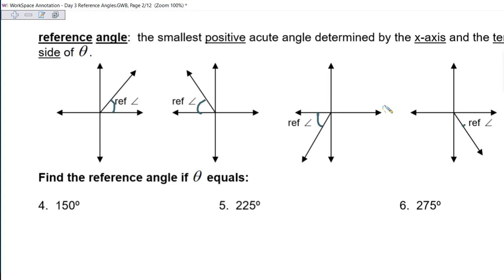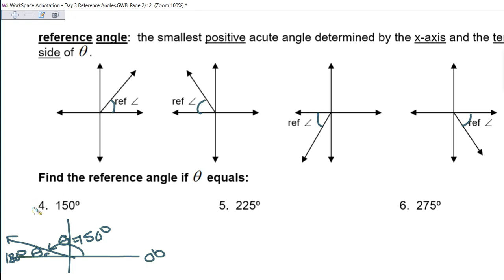Now for the next set, we need to find the reference angle if theta equals 150 degrees. This first one, I'm going to draw it out for you. Here's 0 degrees, here's 180 degrees, so 150 degrees would terminate in quadrant 2. If I use theta with a subscript of r, that represents my reference angle, which is just the angle between the terminating side and the x-axis. I know that this is a linear pair, so if this is 150 degrees, what would the reference angle have to be? 30 degrees. So the reference angle, or the angle from the terminal side to the x-axis, would have to be 30 degrees.